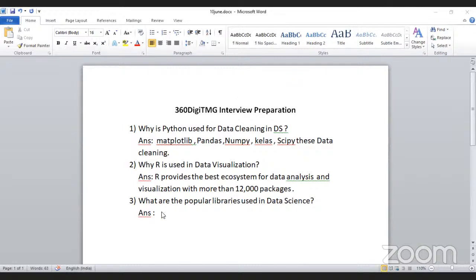As we know, there are multiple libraries provided by Python, but some of them are very popular, such as TensorFlow, then pandas, SciPy. These are the popular ones which we use again and again for data pre-processing or any operation on data. Then there is PyTorch. So these are the popular ones.